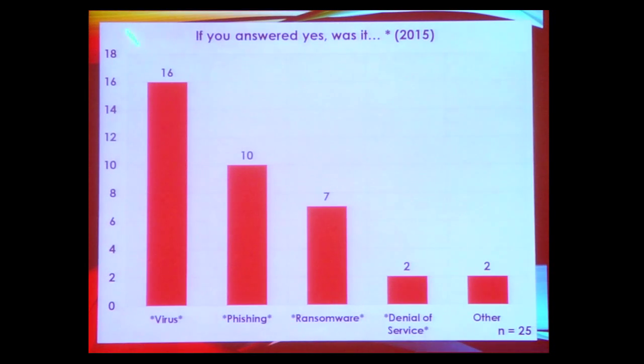So 16 said that they had been affected by viruses. Coming in second, we had phishing at 10. Ransomware came in at 7, and all of the businesses that were affected by ransomware were small businesses of less than 30 employees. And we had 2 denial of service attacks and 2 other.